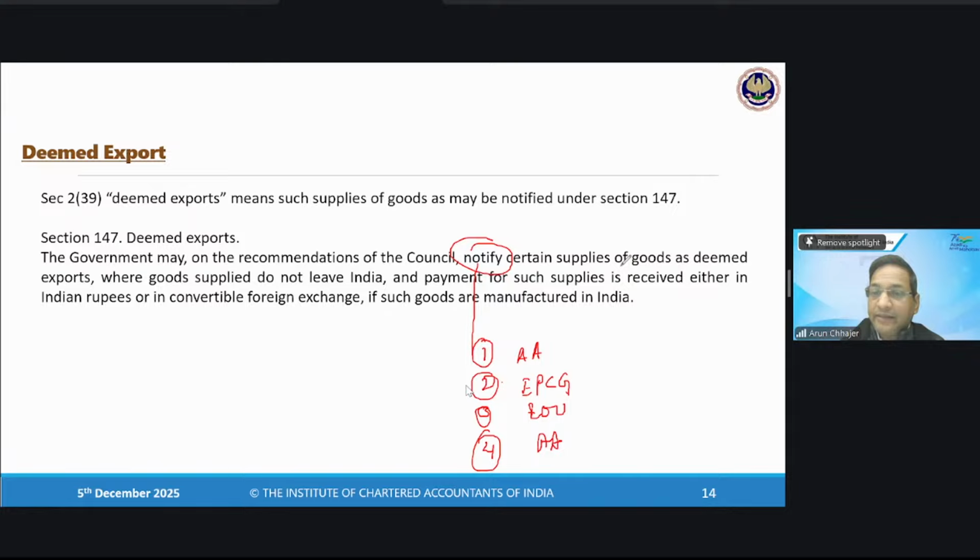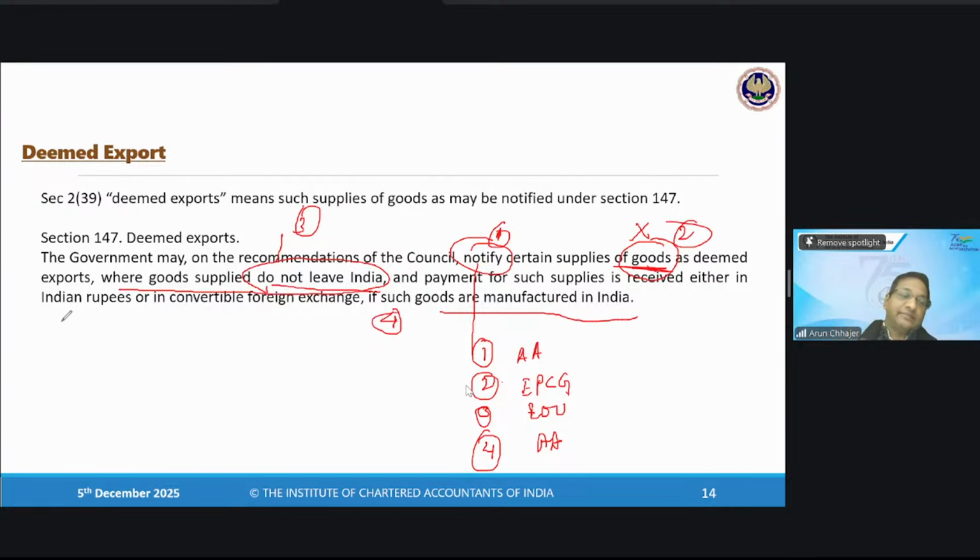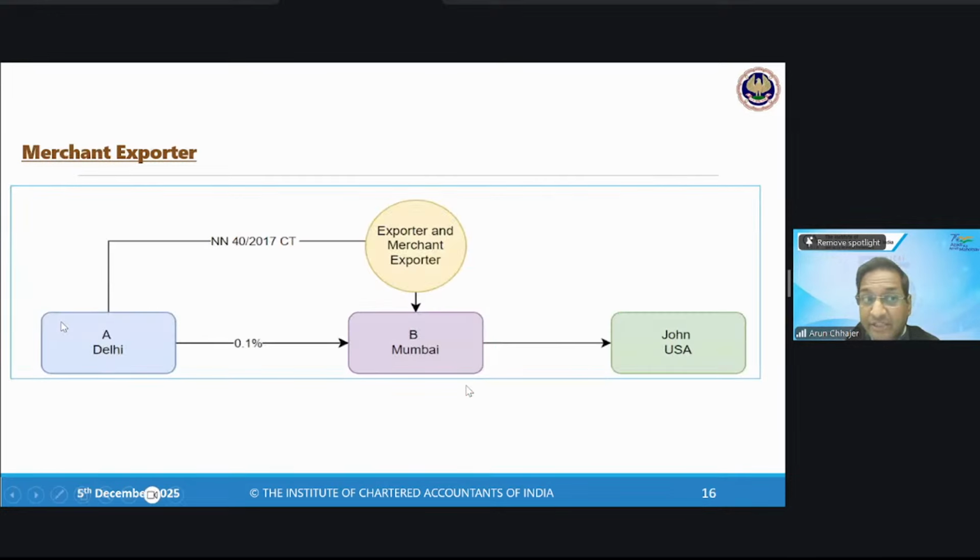So can the deemed export be of service? Can the deemed export be of service? Answer is no. And what is the other condition? Goods do not leave India. Third condition, it should be notified. It should be only goods. It should not leave India, and the payment can be received in any currency. And the last is manufactured in India. I hope it is clear what is the deemed export.